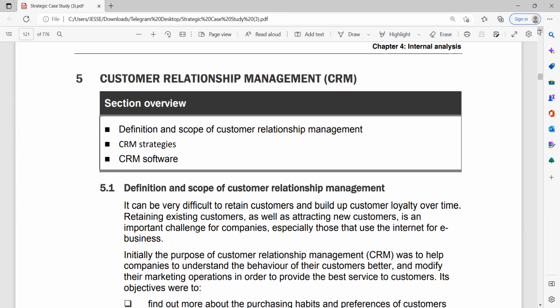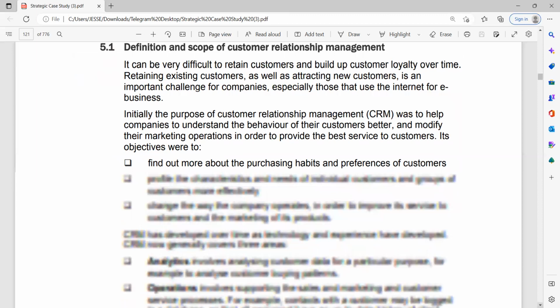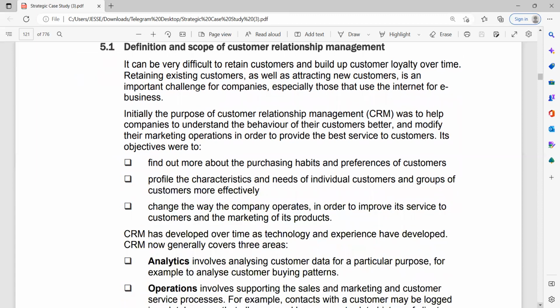So one of the key things you need to know is that it can be very difficult to retain customers. It's not easy, and to build up customer loyalty over time is quite difficult. So one of the key things organizations look at is customer acquisition and retention. They try to acquire customers and retain them over a long period of time. Now, you can acquire customers, but if they are not being retained, then that's a problem. So initially, the purpose of customer relationship management was to help companies understand the behavior of the customers better.